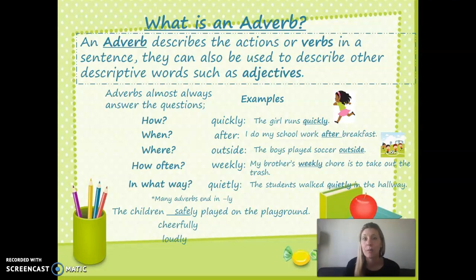Next, I'd like to share a book with you from Epic. It'll give us some more adverbs to consider using.